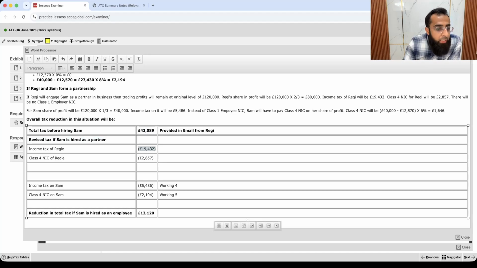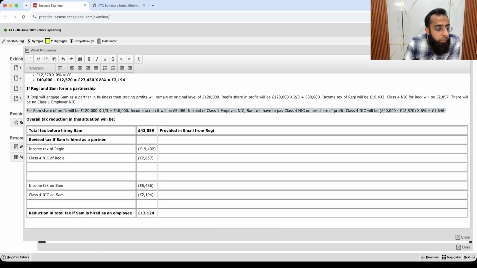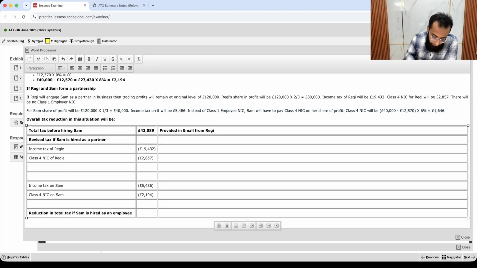Income tax of Regi and class 4 NIC remains same. Income tax on Sam and class 4 NIC on Sam we just calculated it. So what will be the reduction in tax in this scenario? 43089. Okay, sorry, this is 1646. Let me revise it. 1646. So 43089 minus 19432 minus 2857 minus 5486 minus 1646. So this is 13668.